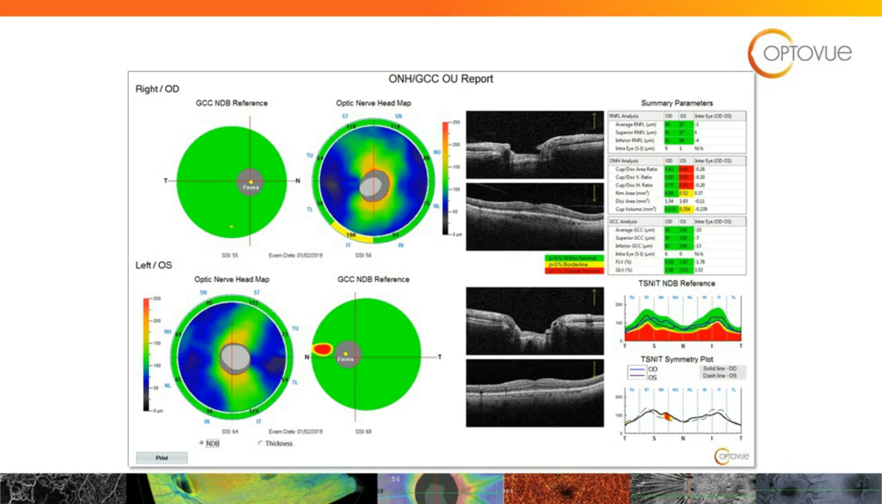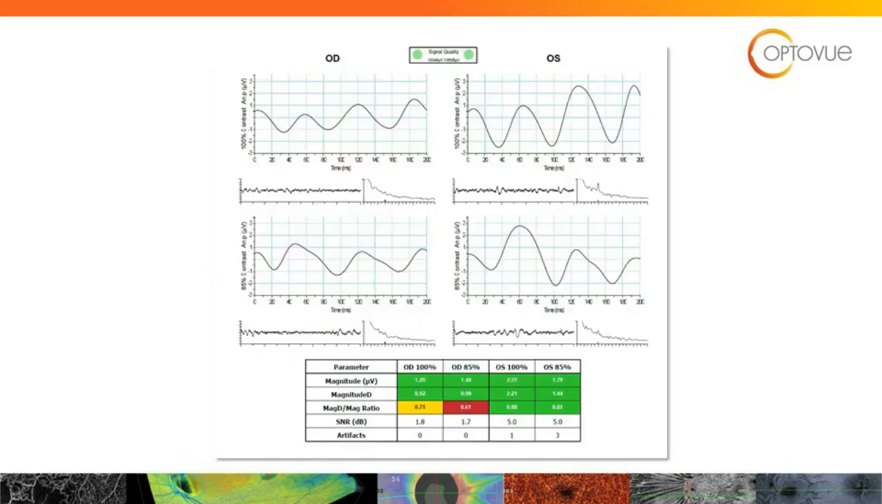but that's the eye with the great pressure, remember? And the eye with the high pressure, the nerve fiber layer looks great supratemporally and infratemporally, and the ganglion cell complex looks good except for that one little red spot there. And so, in the ERG, the right eye was a little bit reduced, but looks good. But the left eye, the eye with the higher pressure, looked amazing, looked great.